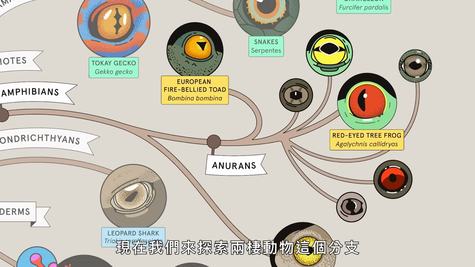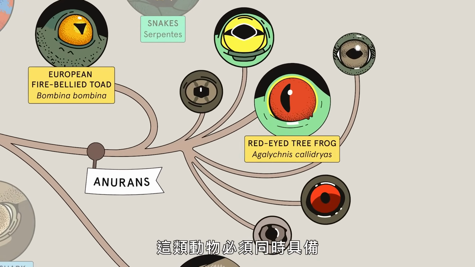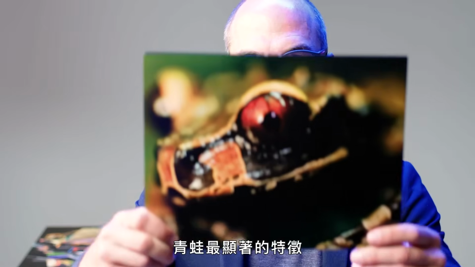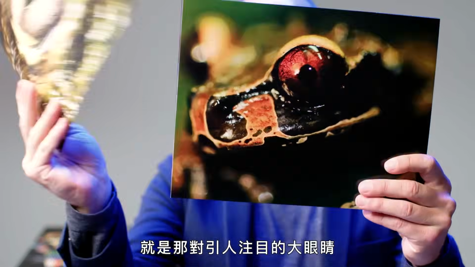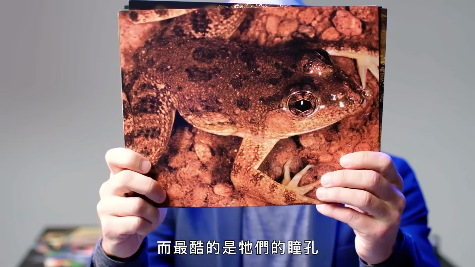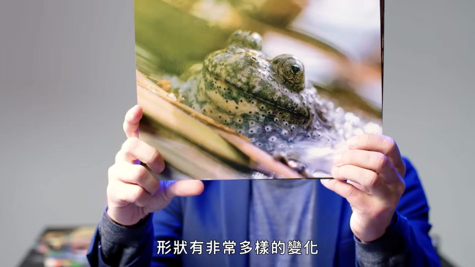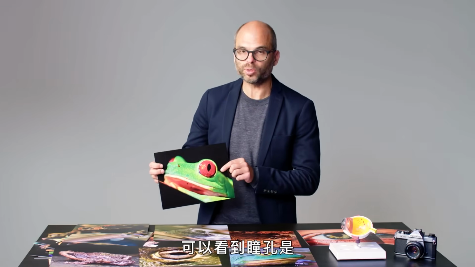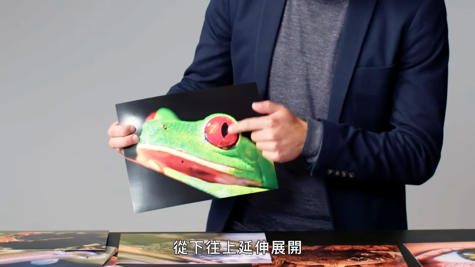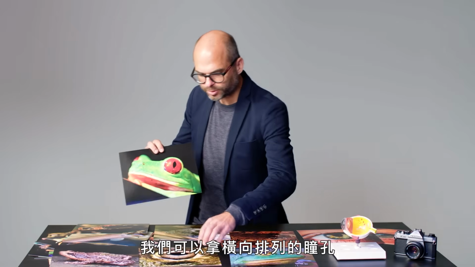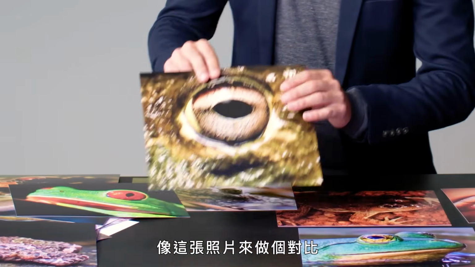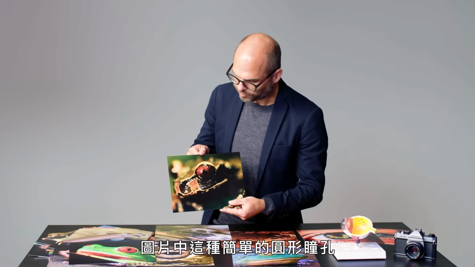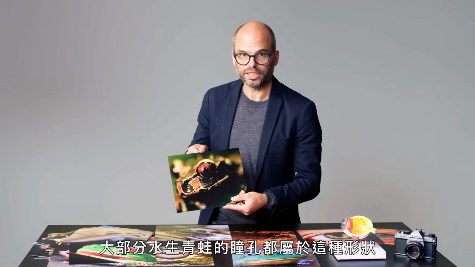We'll explore now the amphibian branch, where animals need the ability to see both above and below water. Frogs are known to have charismatically big eyes, and what's really cool is that they have a ton of variety in terms of their pupil shapes. Starting with the vertical slit pupil in here, where we have the pupil extending from the bottom towards the top, we can contrast that perhaps with a horizontally aligned pupil that we have here. Then our simple circular pupil that we have here, so many aquatic frogs tend to have that.